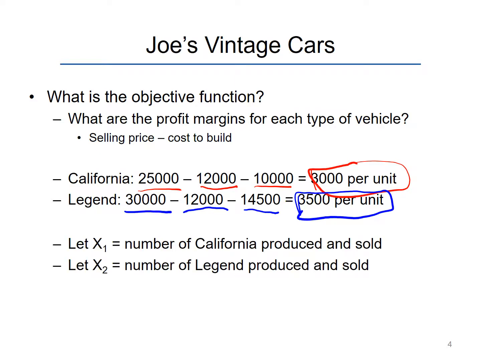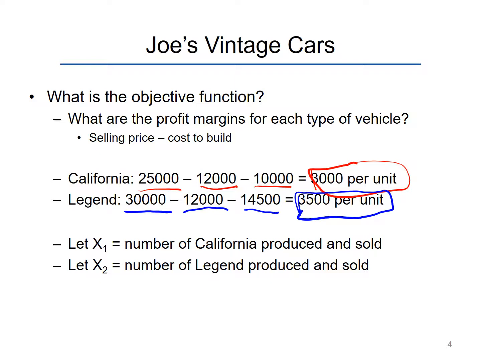Then we have to identify or declare our decision variables. What can Joe actually control here? The first thing to control is the number of California models to produce and sell, and also the number of Legend models to produce and sell. So we're going to let x1 equal the number of California produced and sold, and we're going to let x2 equal the number of Legend produced and sold.